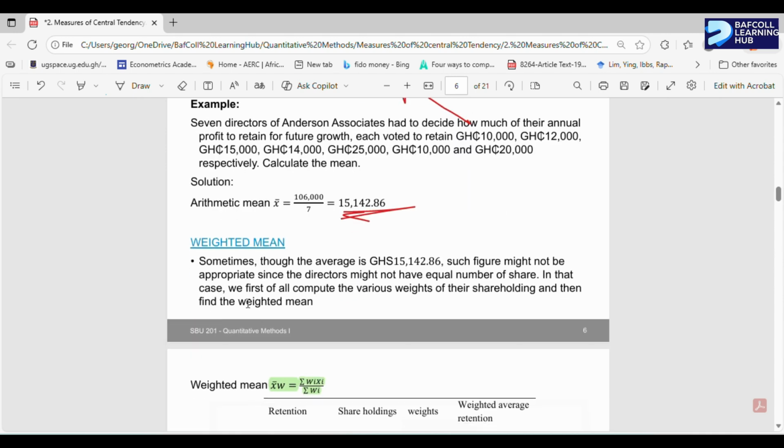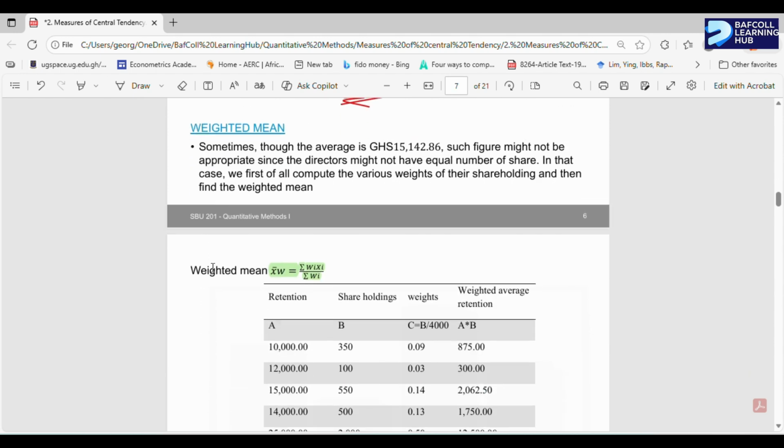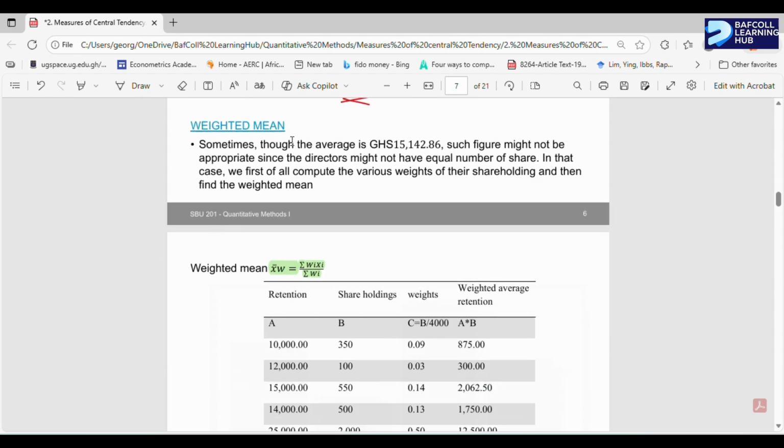Okay. So with the weighted mean, sometimes though the average is 15,142.8 as we get, it might not be the appropriate since the directors might not have equal number of shares. In that case, we compute the various weights of their shareholdings and then find the weighted mean.